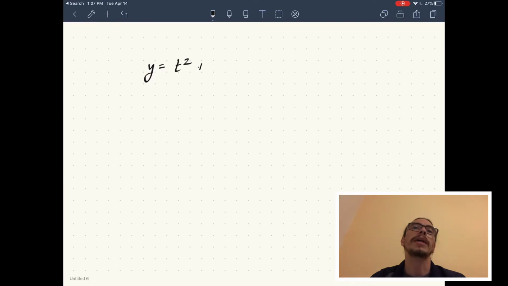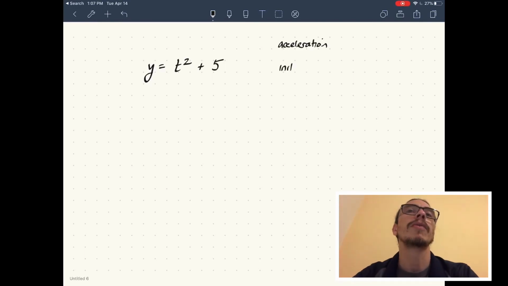All right, what about y equals t squared plus 5? What's the acceleration? What's the initial velocity? And what's the initial position?